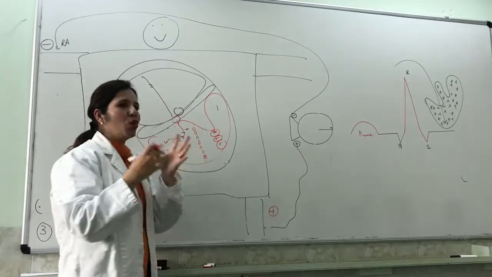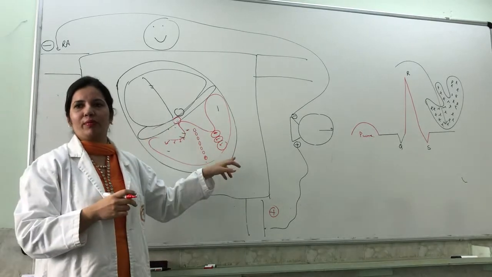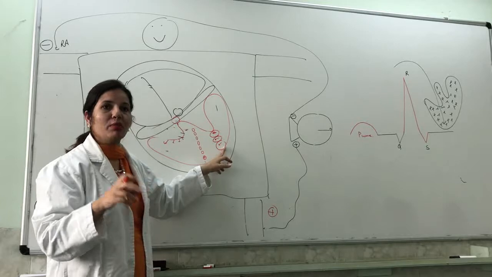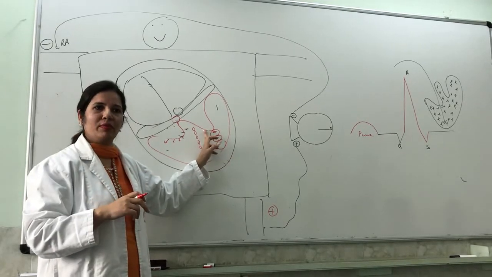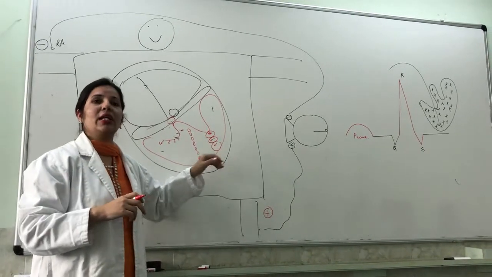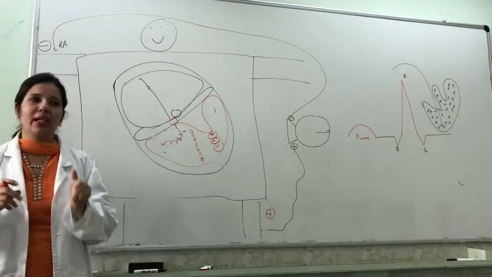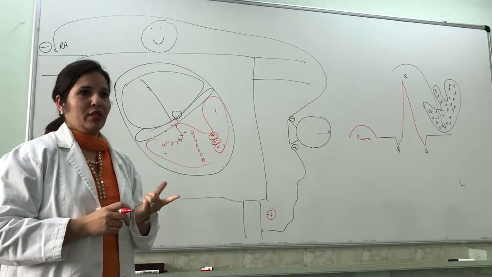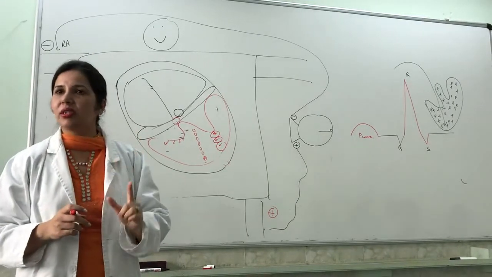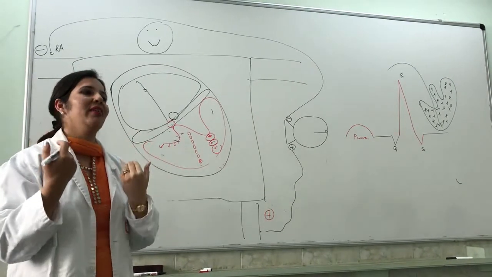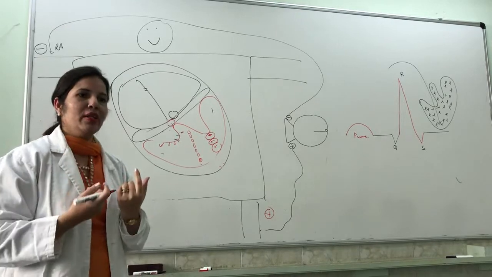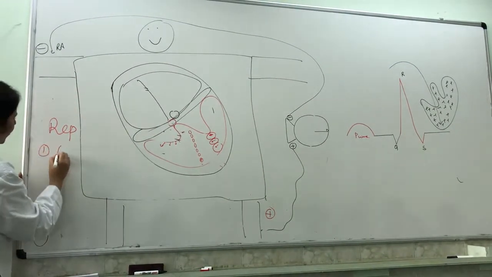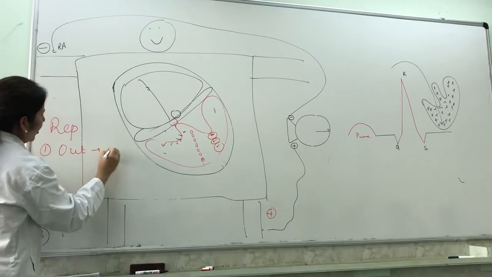Which area is more compromised, inner or outer? Inner. So the outer area will have comparatively more blood than the innermost heart, isn't it? Since it is having more blood, this is the area which is going to recover very fast. So that is why repolarization starts from out to in. Number one, right? So repolarization is from outwards to inwards.